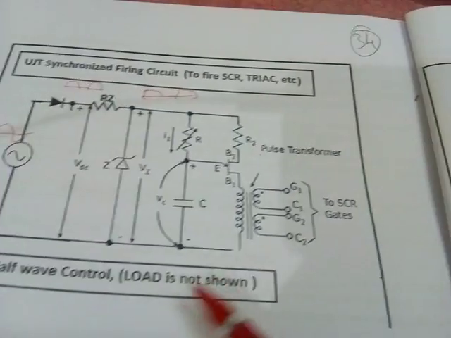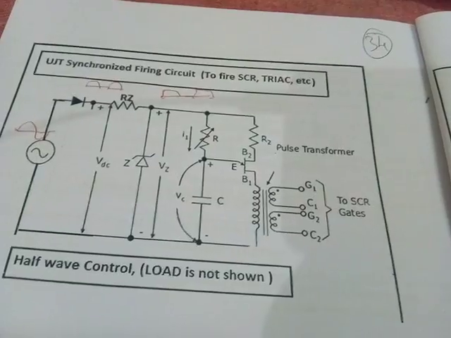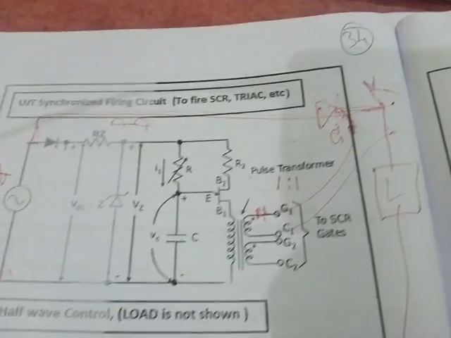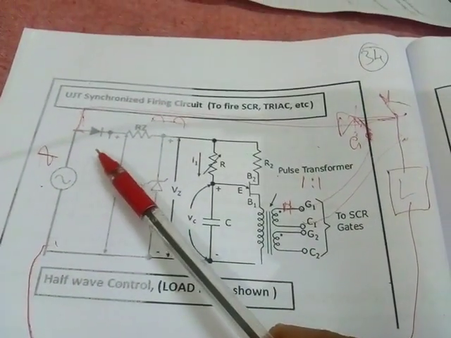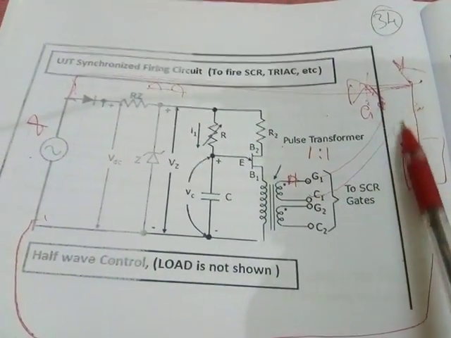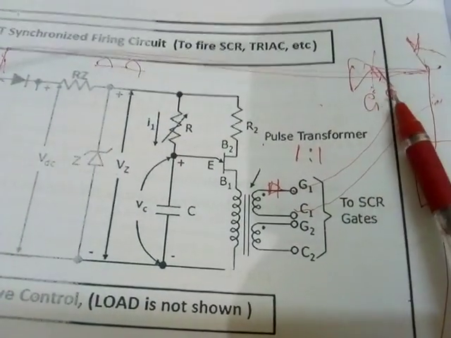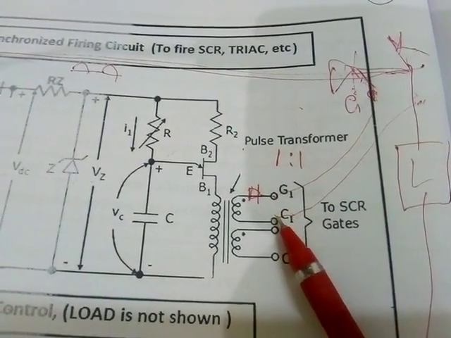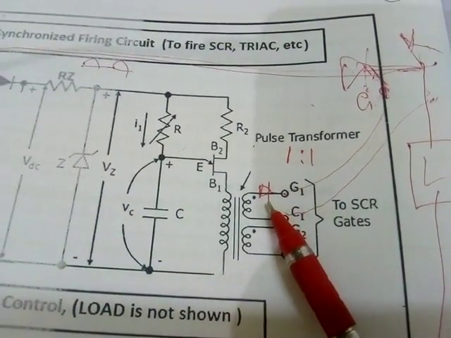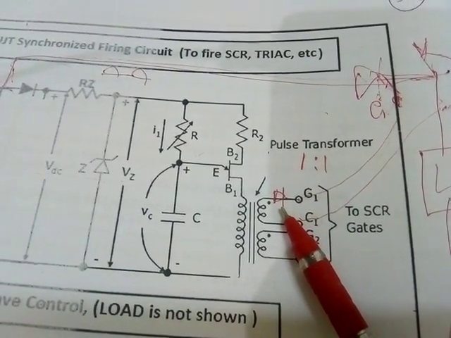The power circuit is not shown, the load is not shown. You can give it to the gate. In your syllabus it is not shown, but for you to understand, see, from the power supply you have the SCR and load. Give this gate to the gate terminal, and this cathode to the cathode terminal. A diode is usually put to prevent any negative gate current in case of surges.